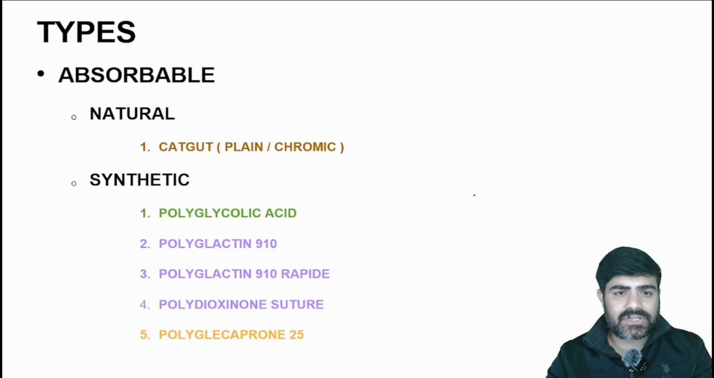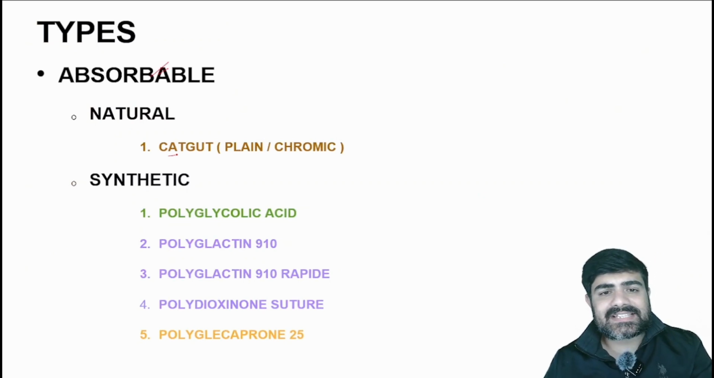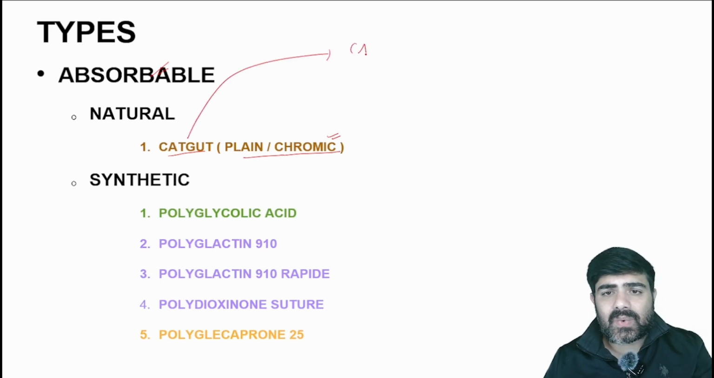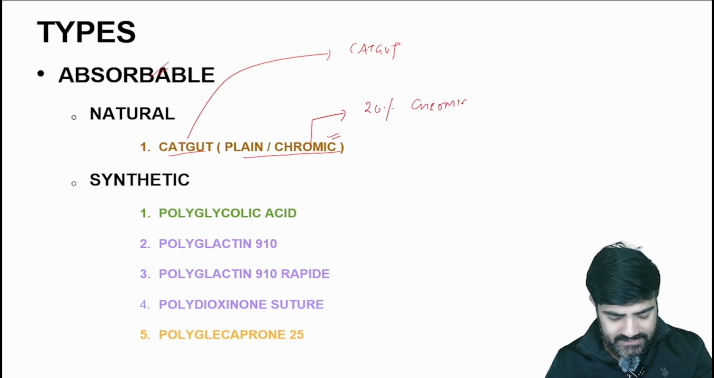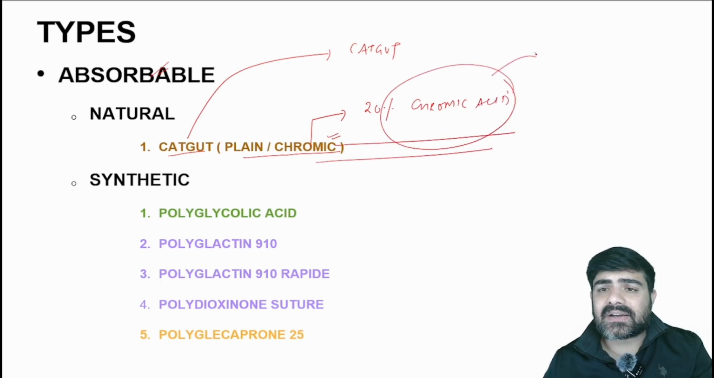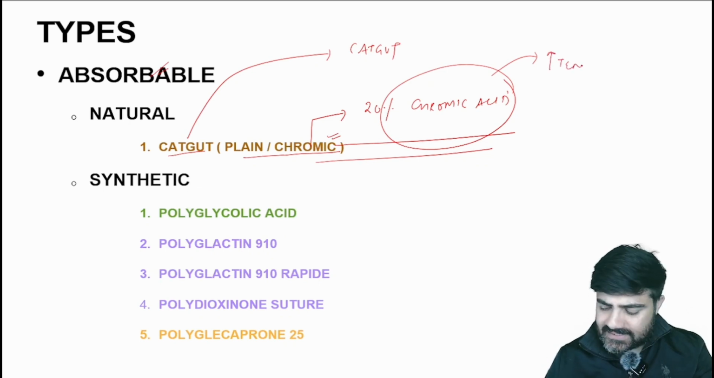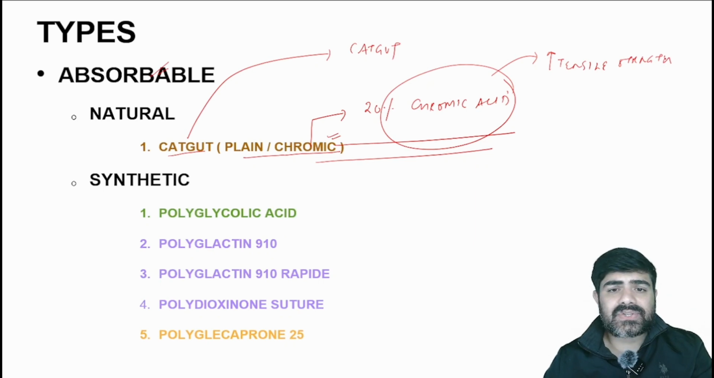So, types of sutures. First we have absorbable sutures, in which we have natural, that is catgut, which is plain and chromic catgut. So first, with catgut: what is this chromic? Chromic is basically when you treat this catgut with 20% chromic acid, it alters the characteristic property of the suture and increases its tensile strength, fine. So this is about the word chromic.